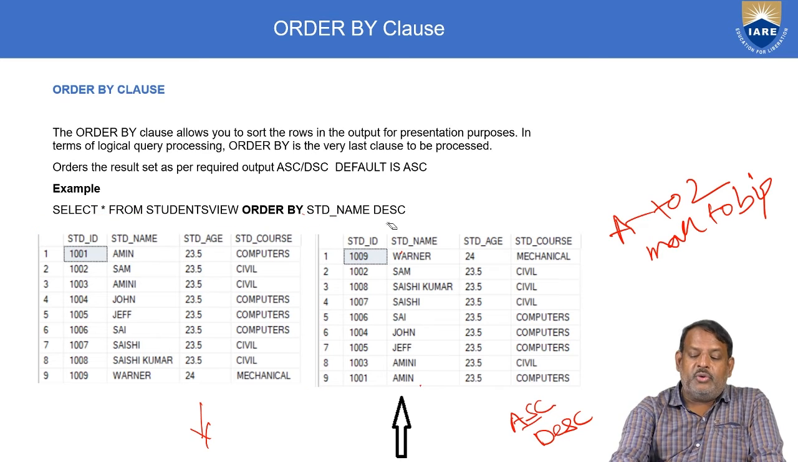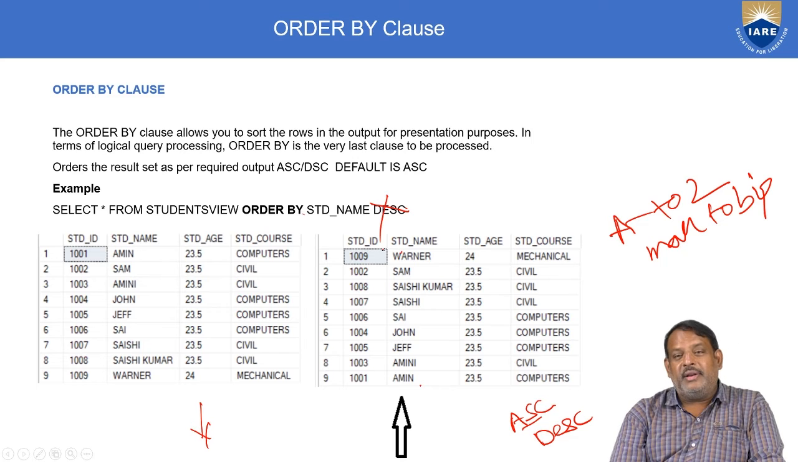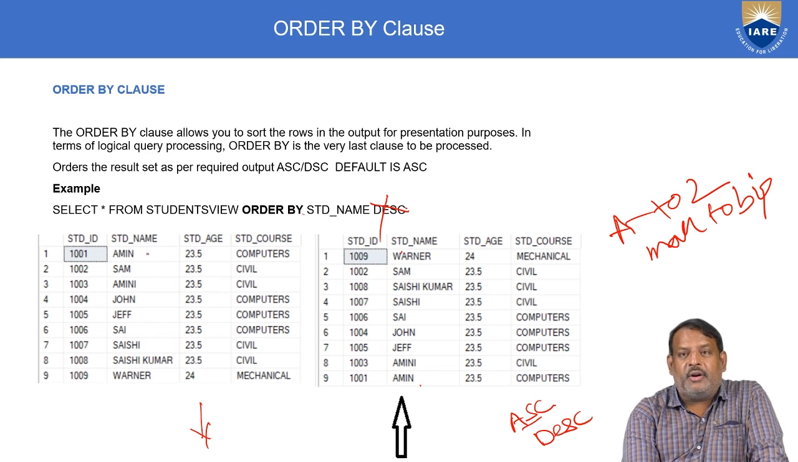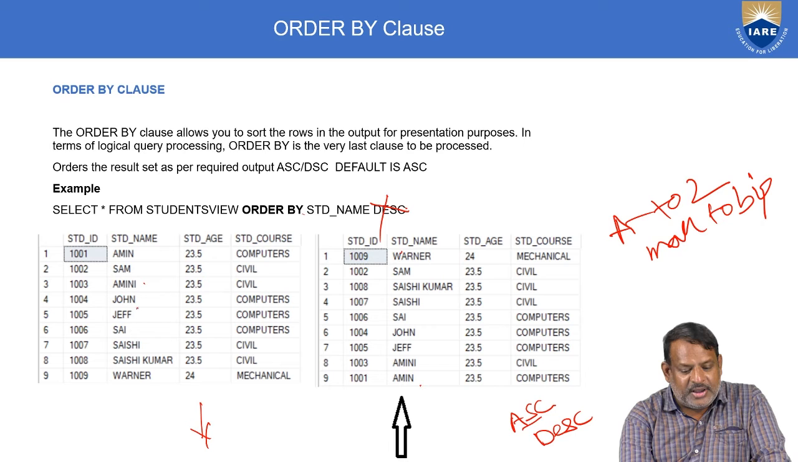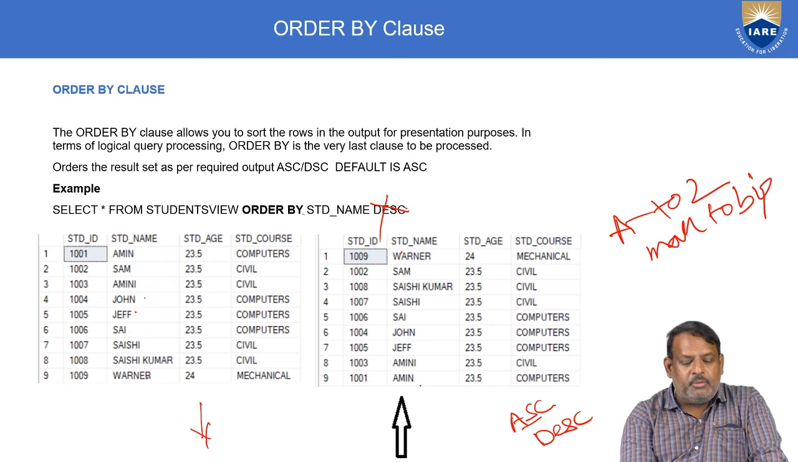If you don't use the keyword descending or DESC, it is ascending. Your data is sorted in ascending order, A to Z. So Amin will be the first record, second will be Amina, third will be Jeff, John, and Warner will be the last record.